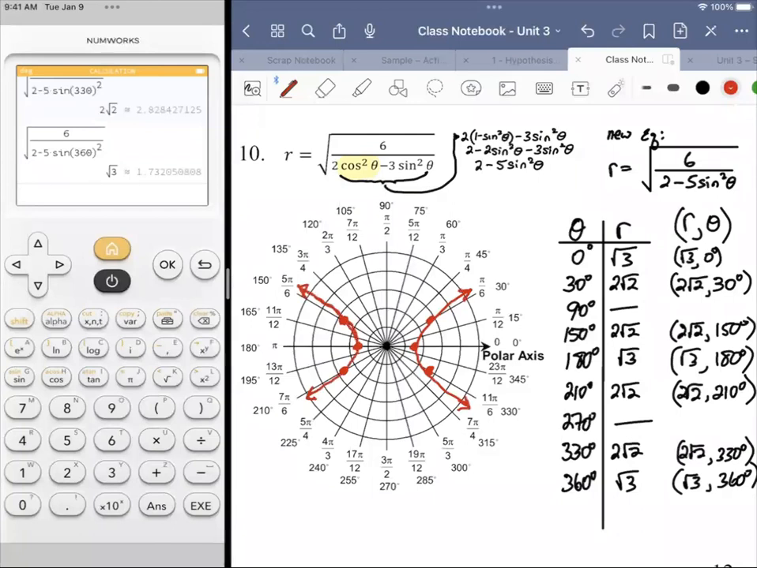And there is a rectangular component, a rectangular counterpart, I should say, to this equation, right?